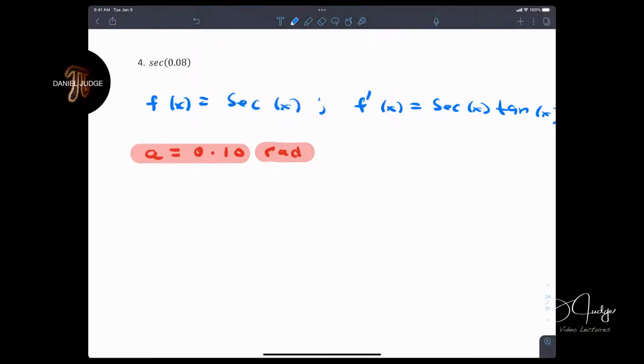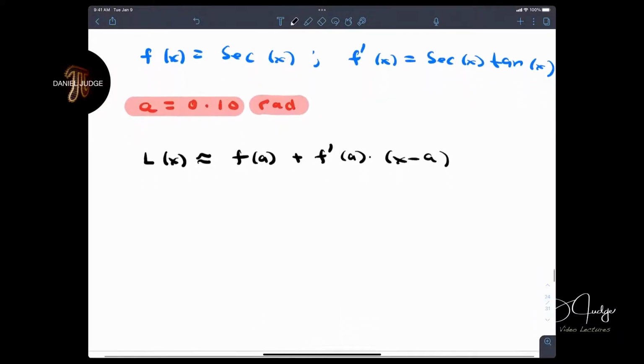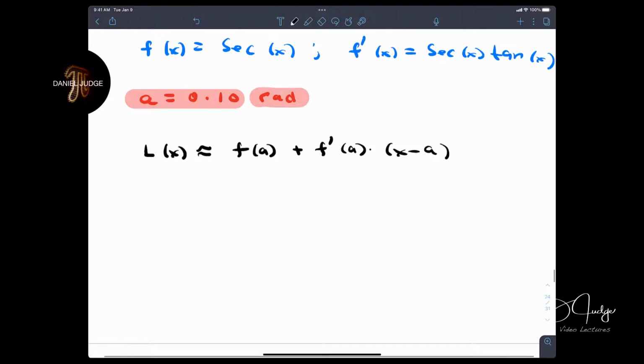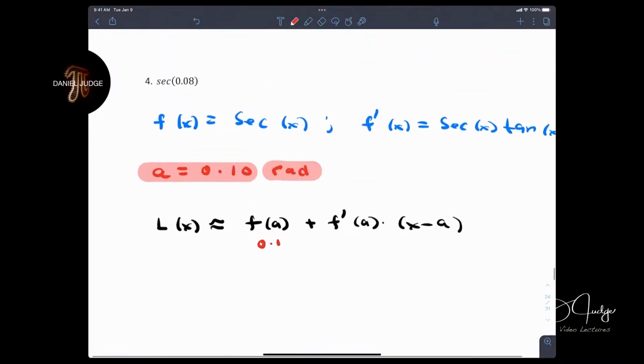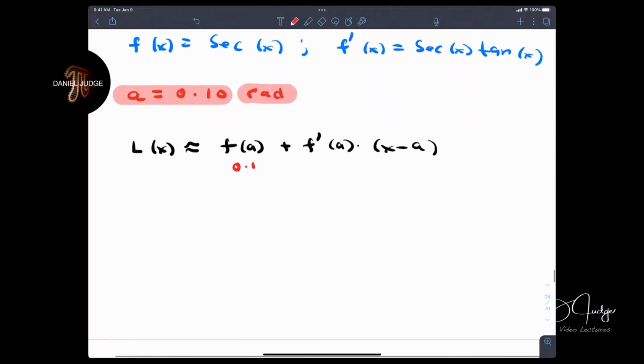So our linearization function, by definition, we can approximate secant f of a plus f prime of a times x minus a. And this is good for x near a. So in this example, we're going to plug in, and let's be careful. Yeah, 0.10 for a. 0.10 for a. Let's double check.